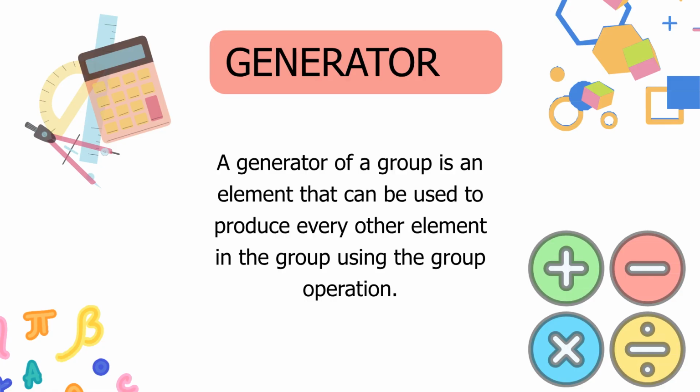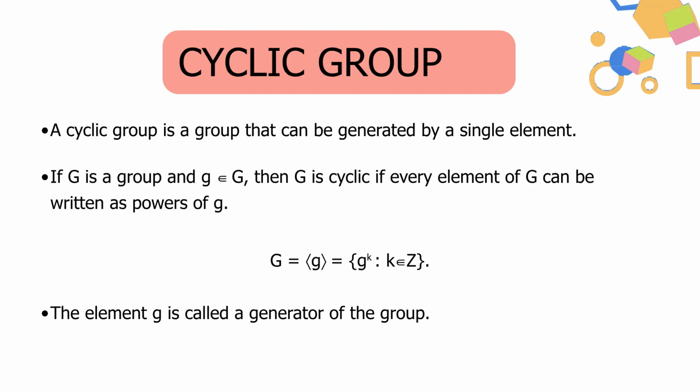Moving on to generators. A generator of a group is an element that can be used to produce every other element in the group using the group operation. A cyclic group is a group generated by a single element G. Every element in a cyclic group G can be written as a power of G. The element G is called a generator of the group.